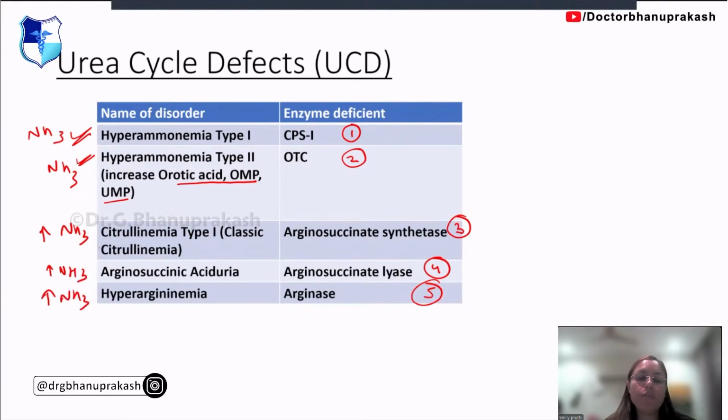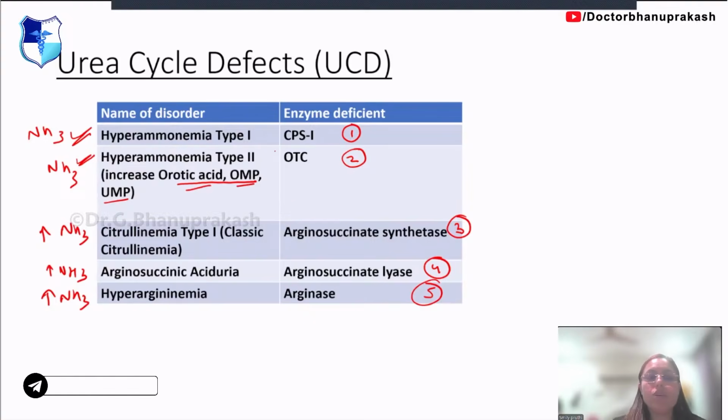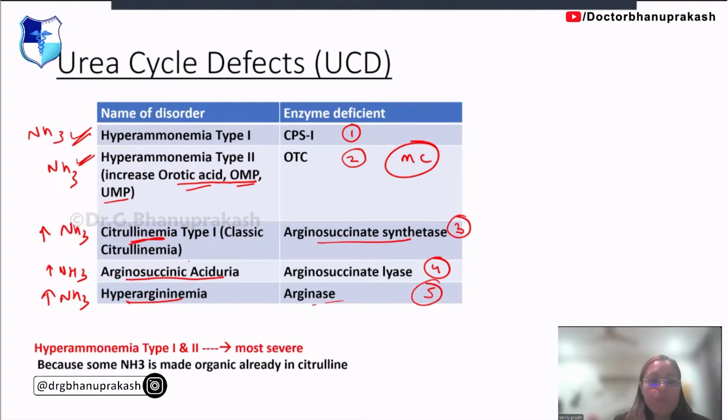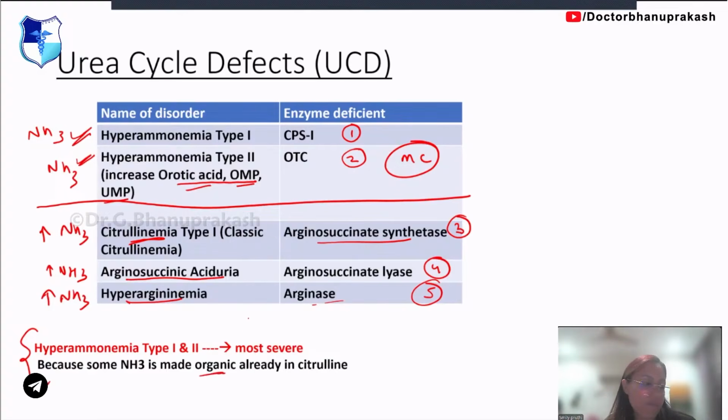If a question says increased ammonia and orotic acid or OMP increased, it is OTC defect, which is the most common urea cycle defect. Then if AS synthetase is defective, it is citrullinemia. If AS lyase is affected, it is argininosuccinic aciduria. If arginase, the last enzyme, is defective, then hyperargininemia. Most severe are hyperammonemia type 1 and type 2 because after type 2, the ammonia is organic. Before that, ammonia is inorganic, and inorganic ammonia is more dangerous. So most severe out of all is type 1 and type 2.